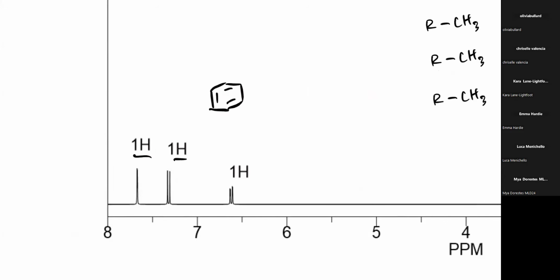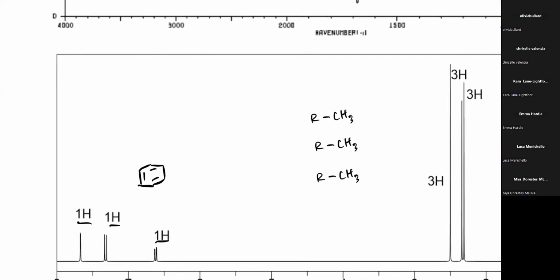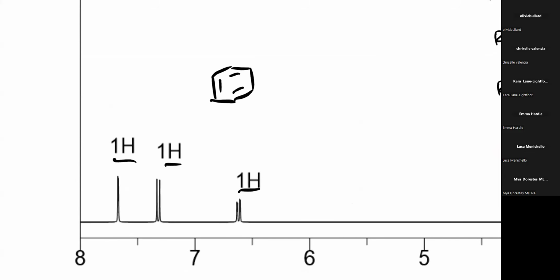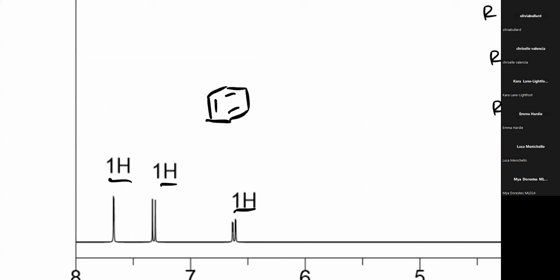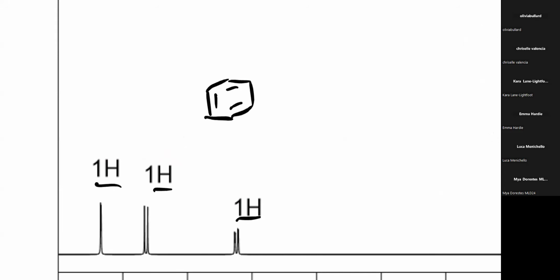Since I have 3 benzene protons, that means that there's 3 different things attached to benzene. So that makes total sense. But how are they attached? They could be attached 1, 2, 3, or they could be attached 1, 2, 3. Well, that's really the only 2 ways they could be attached. So how are they attached?